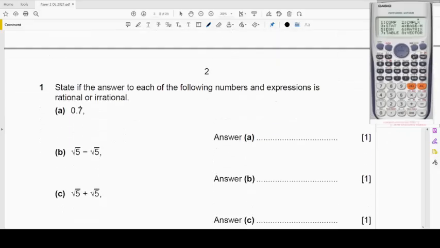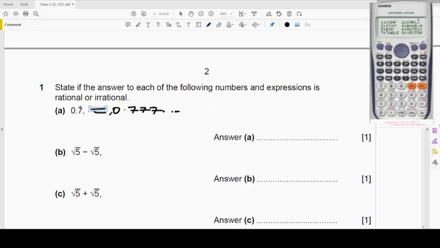Okay, so question 1: state if the answer to each of the following numbers and expressions is rational or irrational. So you need to remember, what is a rational number? A number is rational if you can write it as a fraction where your numerator is an integer and your denominator is an integer. Okay, now 0.7 with a dot on top of the 7. You need to remember that this is equal to 0.777, and the 7s go on forever.